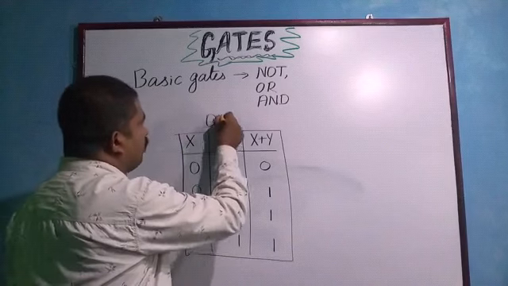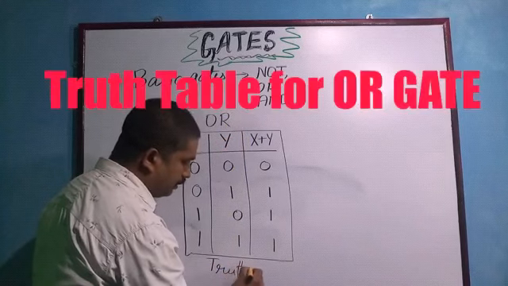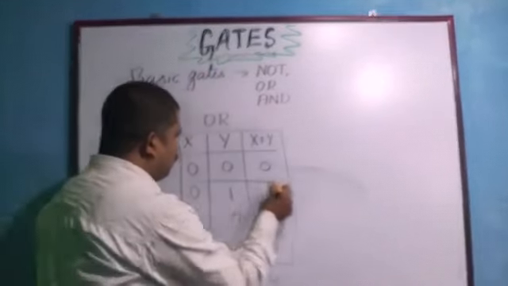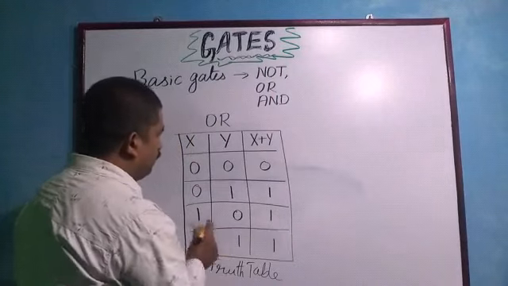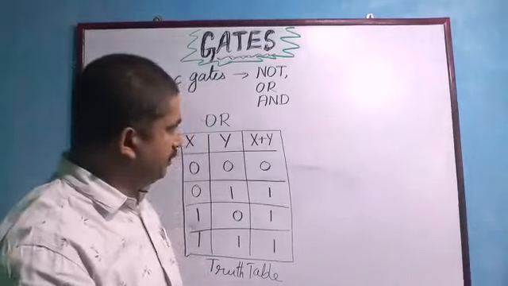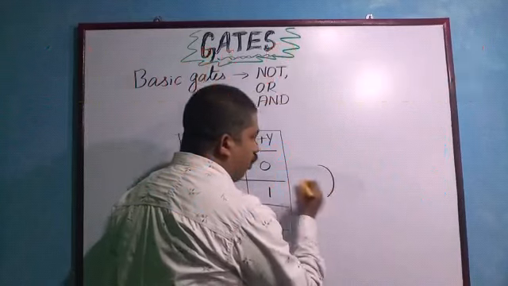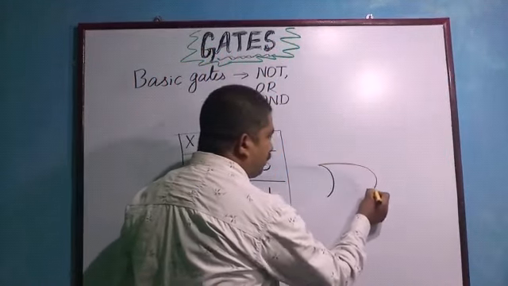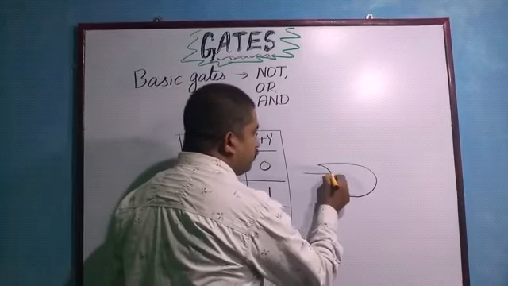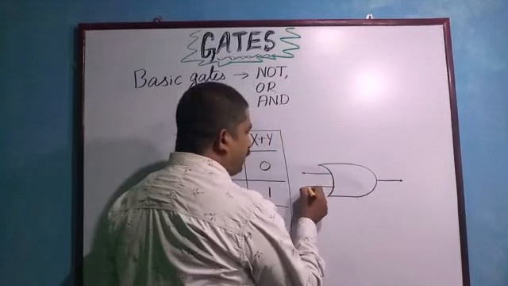So this is for the OR gate. This is the truth table. You can see that for two inputs you will get four results. The symbol for the OR gate is like this. You write an O and just cross it. OR gate, you can remember: OR, O, just cross it. This is the symbol for the OR gate.